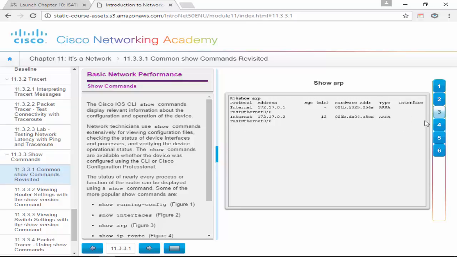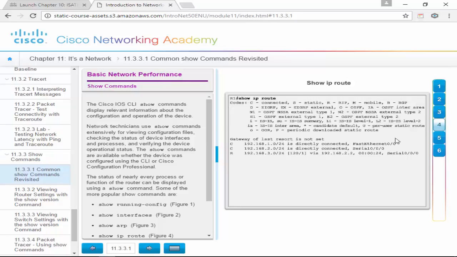Show ARP shows our ARP table from a Cisco device. It's ARP space dash A, and hopefully you guys remember that ARP is a layer 3 address to a layer 2 address. And show IP route is going to show all of our routes. This right here is showing that C, remember, means directly connected. R means from RIP. D, if you look up here, is EIGRP. B is BGP. O is OSPF. And those are the ones we really care about. So this is the routing table.